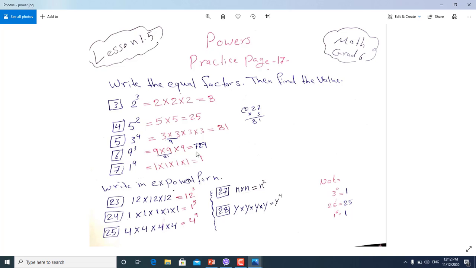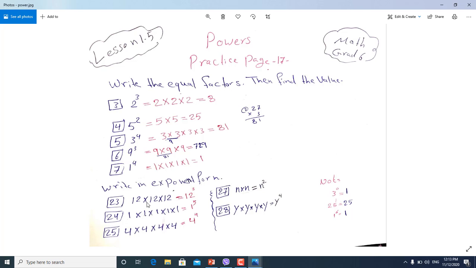9 times 1 it's 9, we will write. After that we will multiply this 9 by 8. 9 times 8 it's 72. And we have number 7, 1 exponent 4, that means repeated 4 times. So we say that when the base is 1, any exponent we have, the result is the same, 1. Okay.